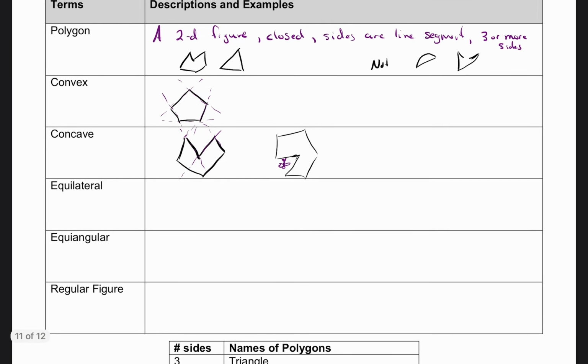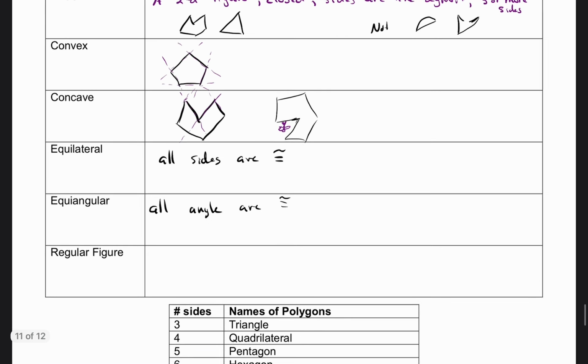An equilateral means that all of the sides are the same. All sides are equal. Equiangular means all the angles are equal. Or we could say congruent, right? Same size, same shape. So all the sides are the same for equilateral. All the angles are the same for equiangular.